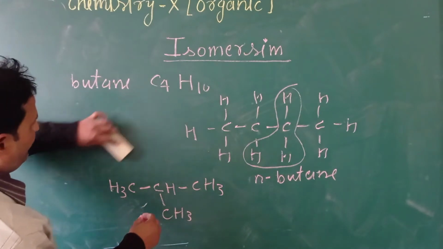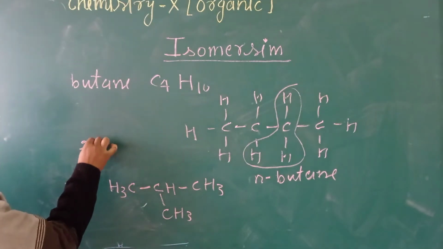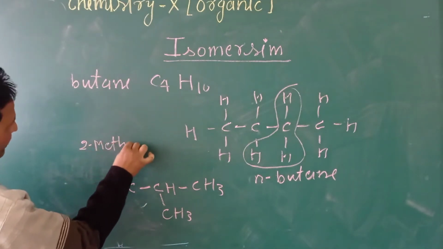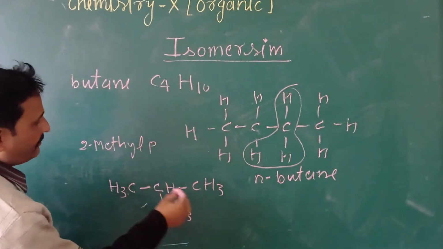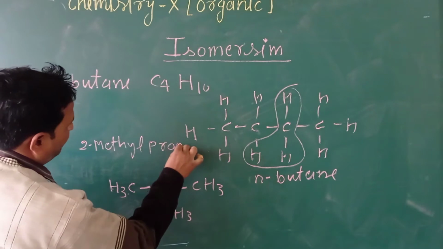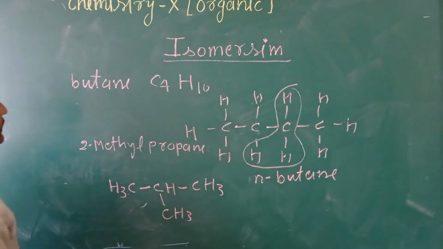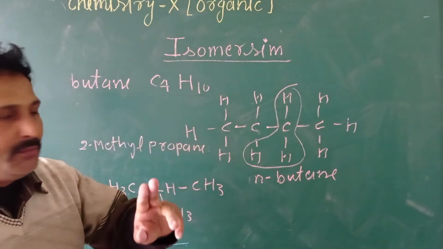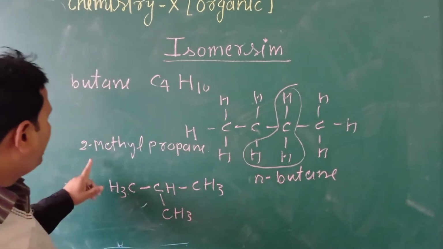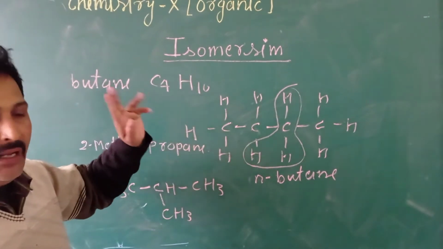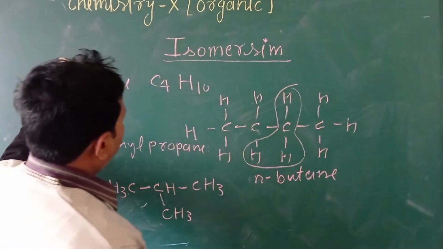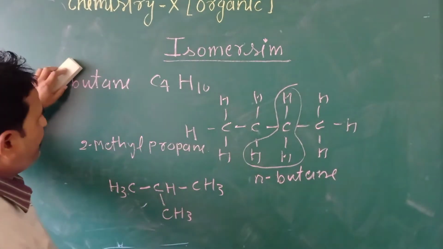Now the name of this compound is 2-methylpropane. 3 carbon is propane. This means butane has 2 isomers: normal butane and 2-methylpropane. It has 2 isomers. Now you have to write this in your copy.